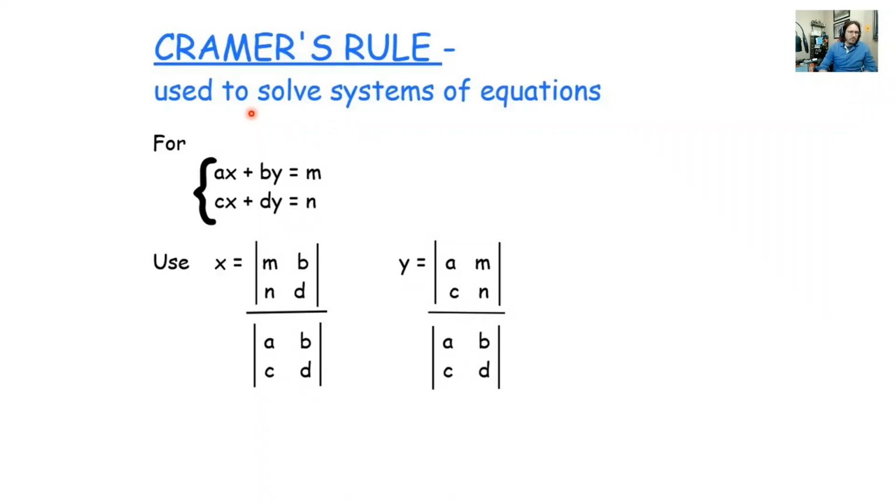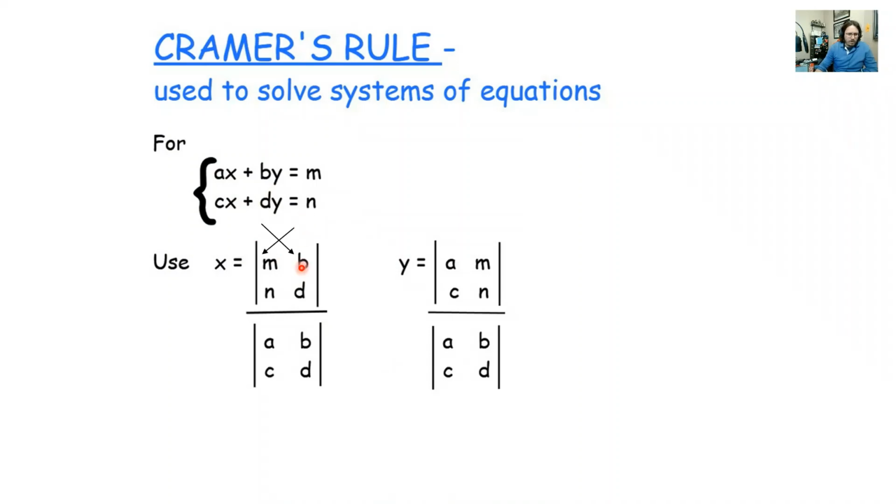You could also use Cramer's rule, which is used to solve a system of equations. I tend not to use this for this class. I usually just use good old-fashioned algebra, but I wanted to throw this out here and show you. You have two equations, and if you have three equations, you make the matrix bigger. You solve for x and y: x equals the determinant of this matrix divided by the determinant of this matrix, and y is the determinant of this matrix divided by this matrix, and the variables come from these two equations.